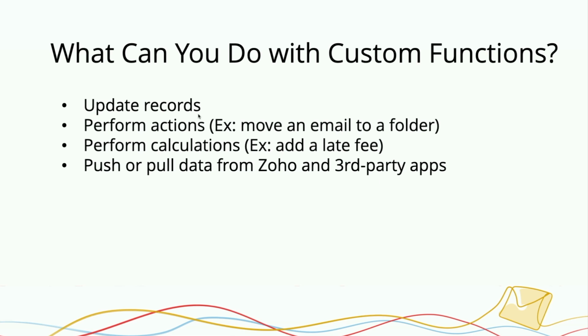You can also use functions to perform calculations. So you can actually build your formula into the function and then run that. An example would be something like adding a late fee, and this is actually one of the examples that we'll go through when we're looking at Books. And then you can also push or pull data between Zoho apps or third-party applications as well.